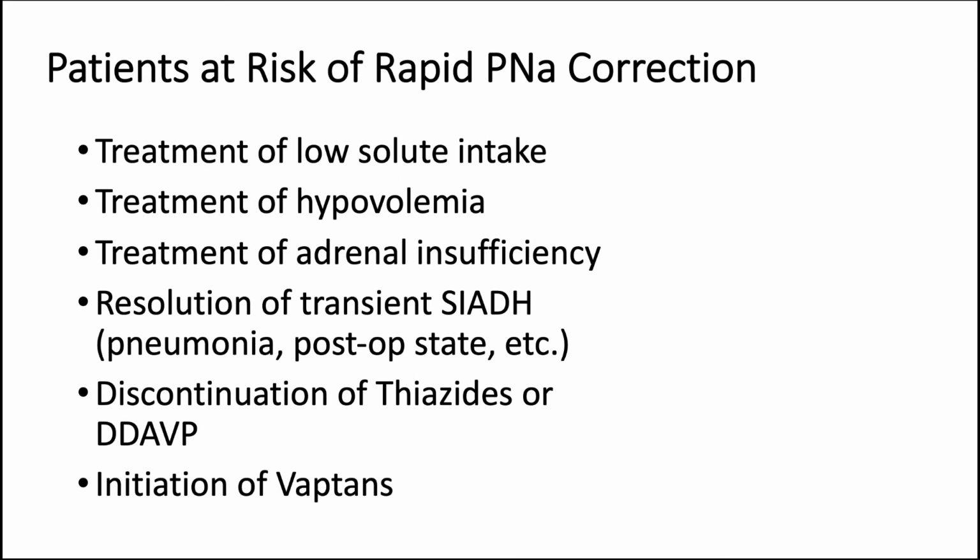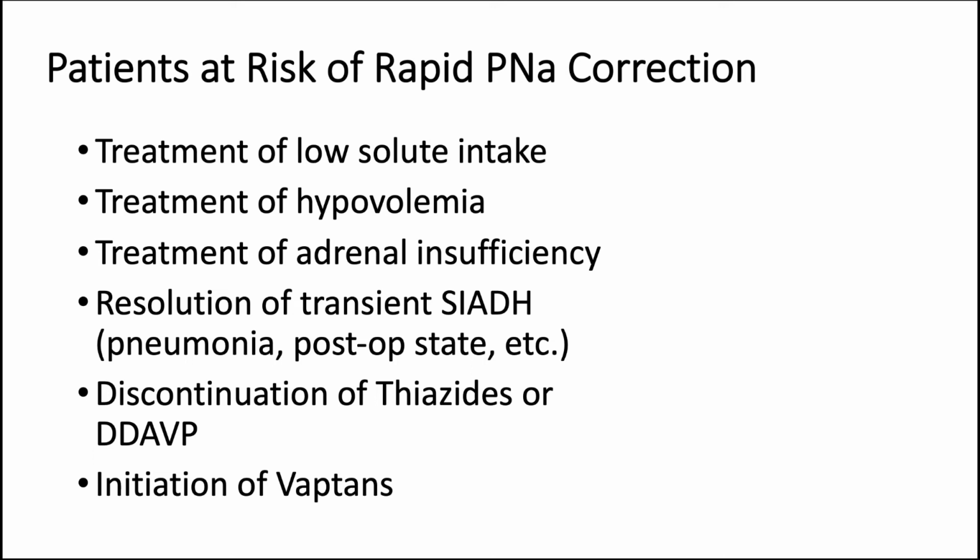So, who is going to correct fast? We have to know which patients are at risk of rapid correction. And the main reason for rapid correction has to do with the mechanism of hyponatremia. All of these reasons or risk factors that I list there, with the exception of the first one, are hyponatremias that are mediated by ADH.